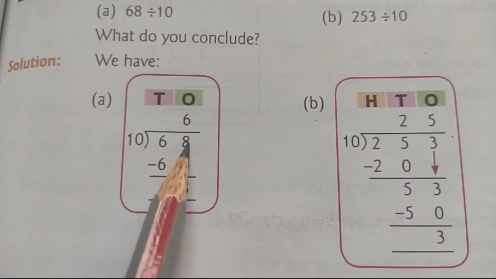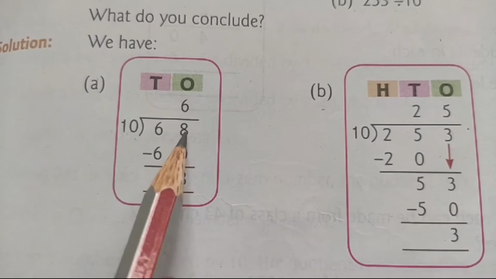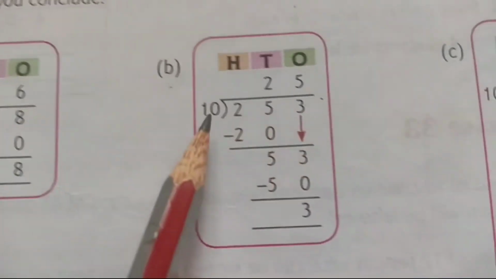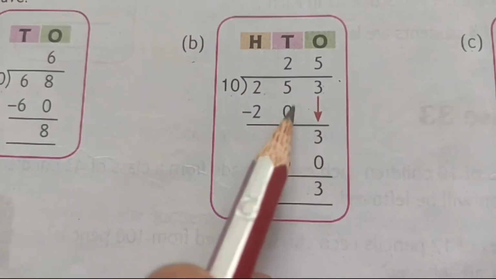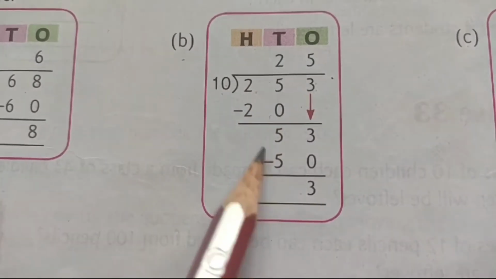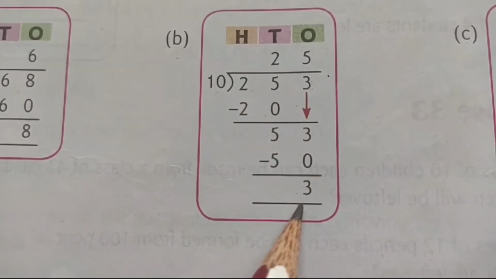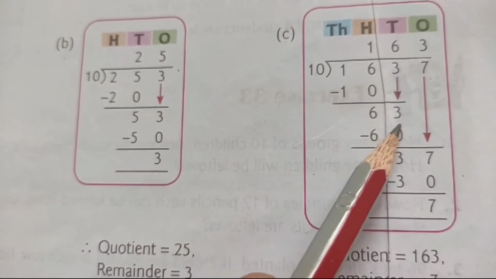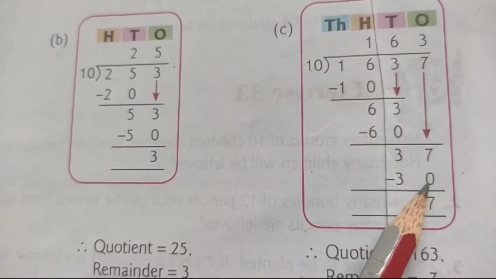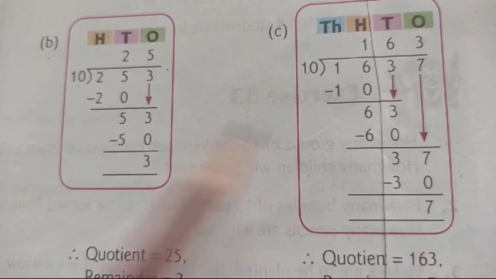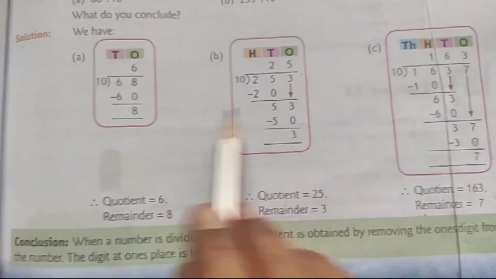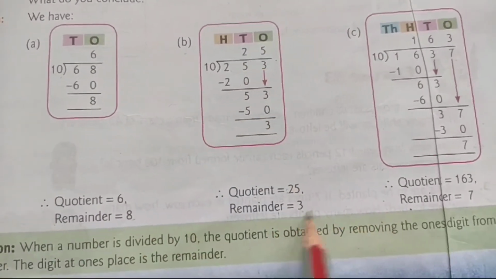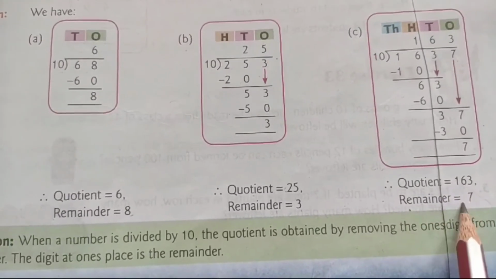68 divided by 10: 10 6s are 60, 8 remainder. 8 is less than 10, so we cannot divide further. Division ends here only. 253 divided by 10: 10 2s are 20, 5 remainder, then 53, 10 5s are 50, 3 remainder. Same way 1637: 10 1s are 10, 6 remainder, bring down 3, 10 6s are 60, 3 remainder, 37, 10 3s are 30, 7 remainder. Observing these three answers: quotient is 6, remainder is 8; quotient is 25, remainder is 3; quotient is 163 and remainder is 7.